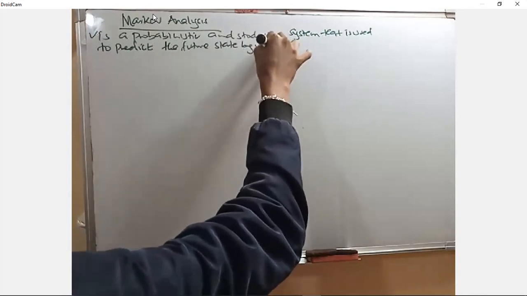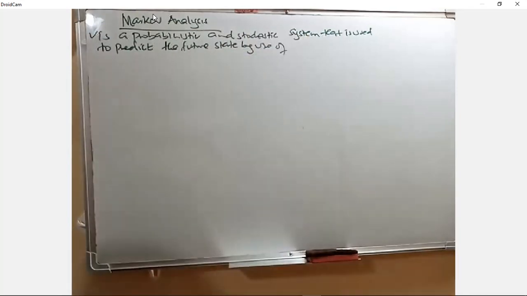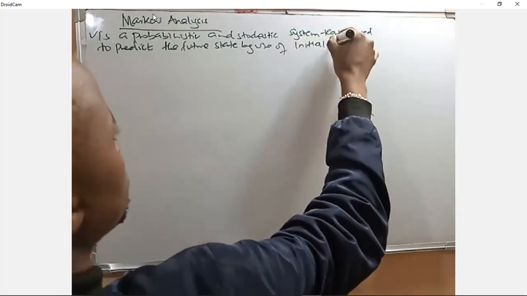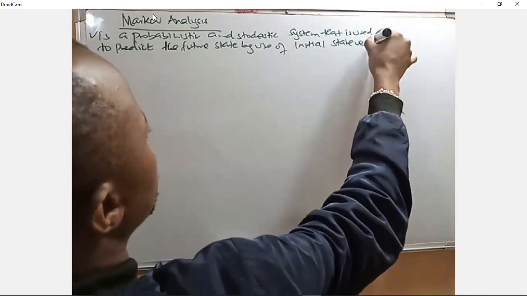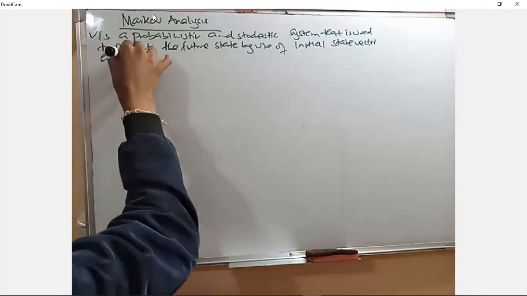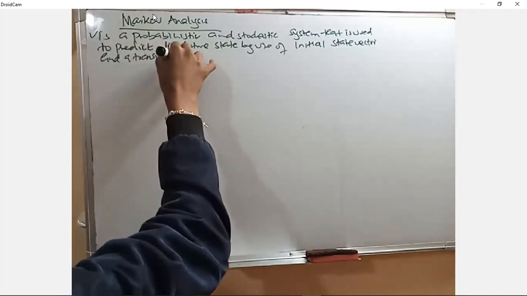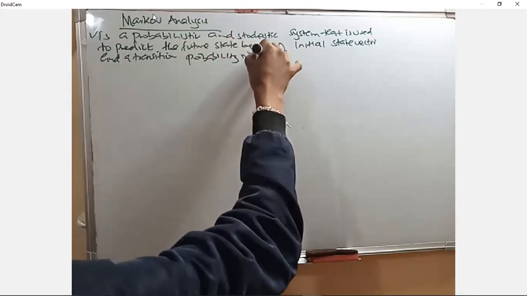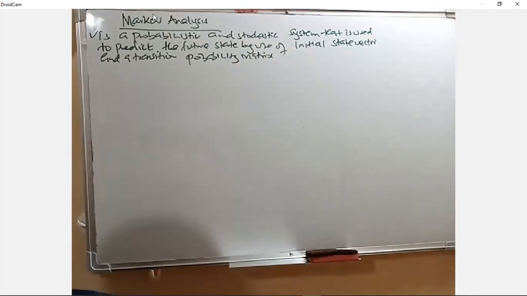By use of the initial state vector under the transition probability matrix. That is what we discuss about the Markov analysis. So it means you are going to be predicting the future state, and it means we have to be using probabilities and also the transition probability matrices.